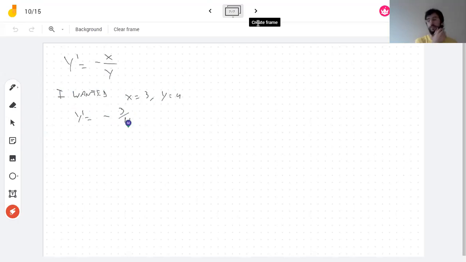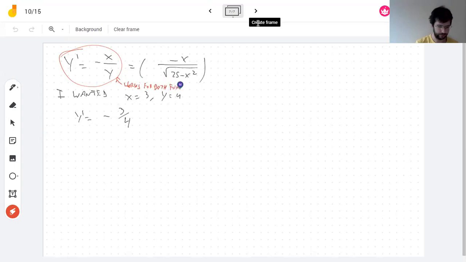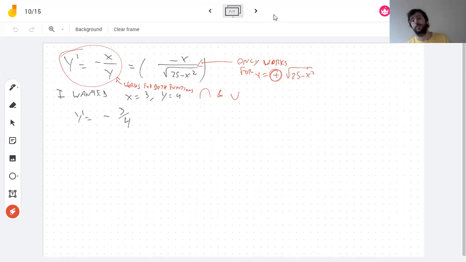Another side effect of doing this is that somehow the formula looks nicer with y's instead of the original formula that I got, that was negative x divided by square root of 25 minus x squared. Also, another advantage that is not apparent at first of this thing that I wrote is that there's two functions here. There's the positive square root and the negative square root, but this formula works for both. This formula works for both functions, the upper circle and the lower circle. This one only, since we started with the positive square root, it only works for the positive square roots. If you start with a negative square root, you would get an opposite there.